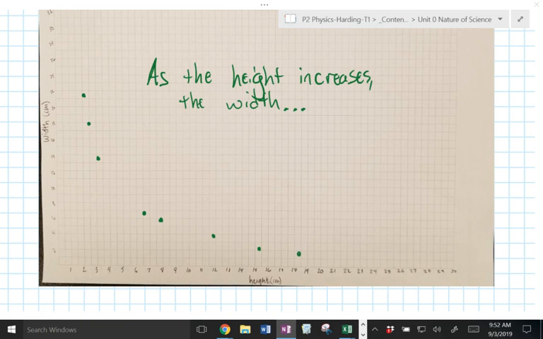Somebody be brave, be bold, throw a hand in the air. Yes, sir? Gets smaller. Can anybody do that in one word? Decreases. Okay, as the height increases, the width decreases. All right.